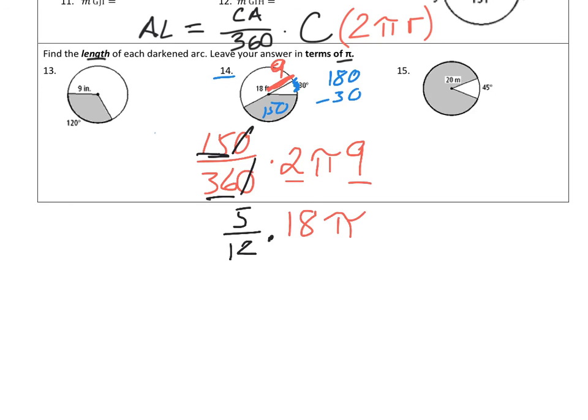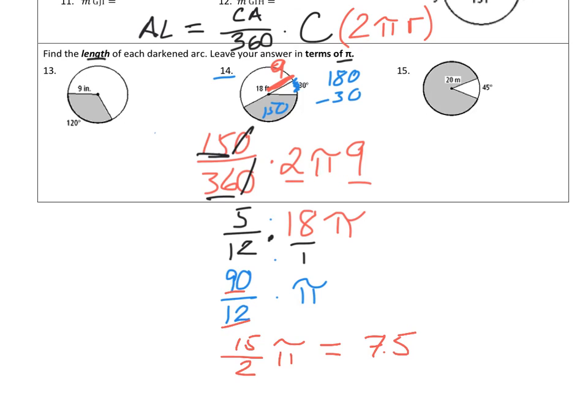Once again, I'm multiplying these together. You can multiply your fractions straight across. So I end up with 5 times 18, which actually gives me 90, over 12 times 1, which gives me 12. I still have pi on the end. And the last thing I want to do is just try to reduce this. And I can divide both of these by 6, which is going to leave me with 15 over 2 pi. Or technically you could change it to a decimal and say 7.5 pi.